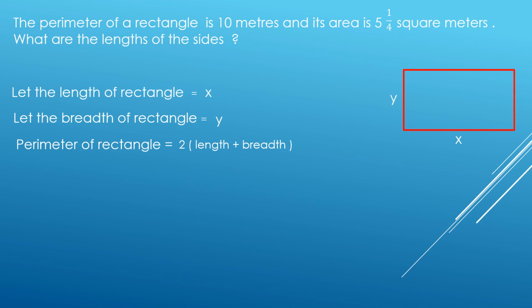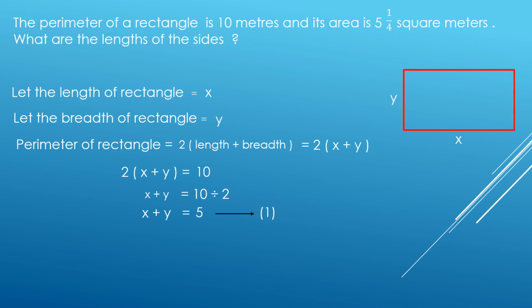Good. Perimeter of a rectangle is equal to 2 times length plus breadth, isn't it? That is, length is x, breadth is y. So this changes to 2 into x plus y. Okay, and that is equal to 10 meter. Good. So 2 times x plus y gives 10. What will be x plus y? Correct. It's 10 divided by 2 and that is 5. Good. So we got x plus y equal to 5 and we call this as equation number 1.